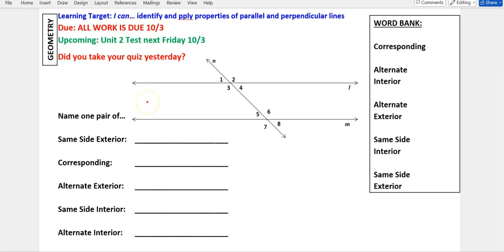Can you name a pair of same side exterior? Okay, so looking at these numbers, what two numbers are on the same side but outside the parallels? What do y'all think? Okay. Angle 2 and angle 8 are to the right of the transversal, outside of the parallels, okay? What about corresponding, where one in and one out on the same side? I want you to write that down, which ones are corresponding, and then go ahead and do the rest real quick.